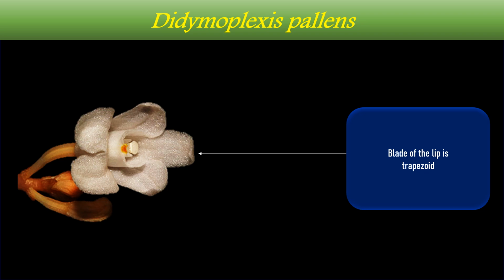In this picture you can see the flower structure is larger, but in reality it has a very minute type of flower. So from that you can identify this by the lip arrangement, because the blade of the lip is trapezoid. So here you can see clearly how the formation of the lip is there.